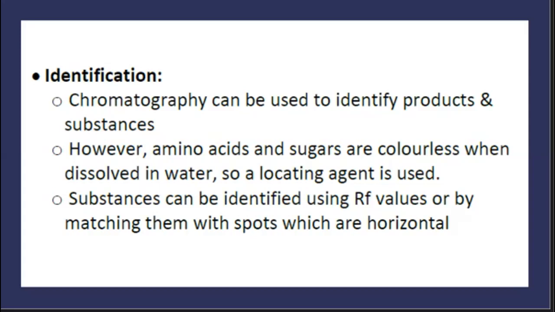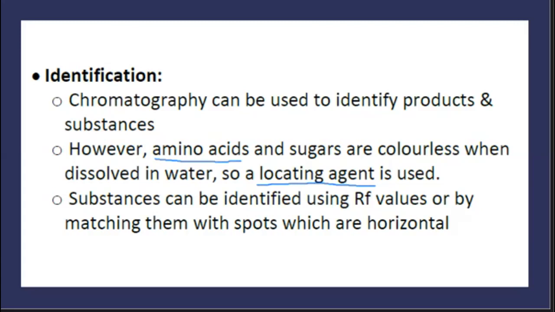Next, however, amino acids and sugars are colorless when dissolved in water. So a locating agent is used. So when we want to test to see if amino acids or protein are present in a sample, we can perform the biuret test. And when we want to test to see if sugars are present in a sample, we will perform Benedict's test.